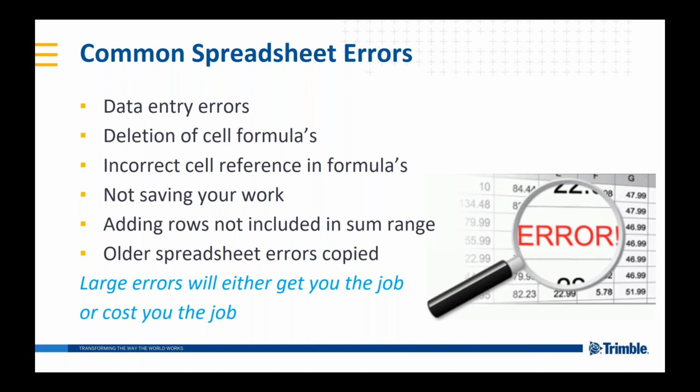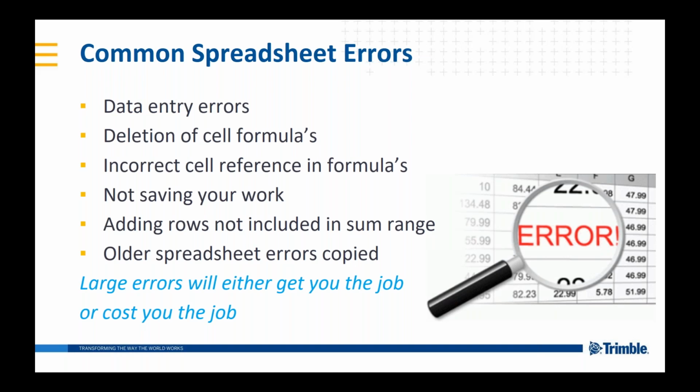So anyways, some of our common spreadsheet errors that we see are data errors that happen during entry of the data, or deletion of a cell formula. So you're trucking along, entering stuff in, and you override a formula that was in a cell. Now it's a pinned value. Or incorrect cell references within formulas. You insert a row or delete a row, and now all of a sudden your sum total isn't correct. Or not saving your work, adding rows, and that sum range changes.